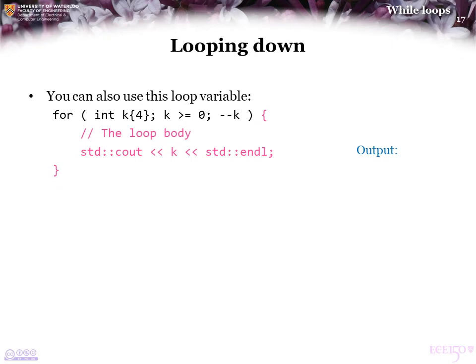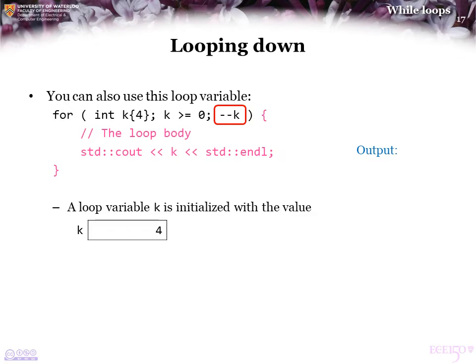Here's another variation on a for loop. Here we are iterating from k down to 0. So each update statement decrements the value of k by 1. So when executing this loop body, the first thing that happens is we have a loop variable k. It's initialized with the value 4.